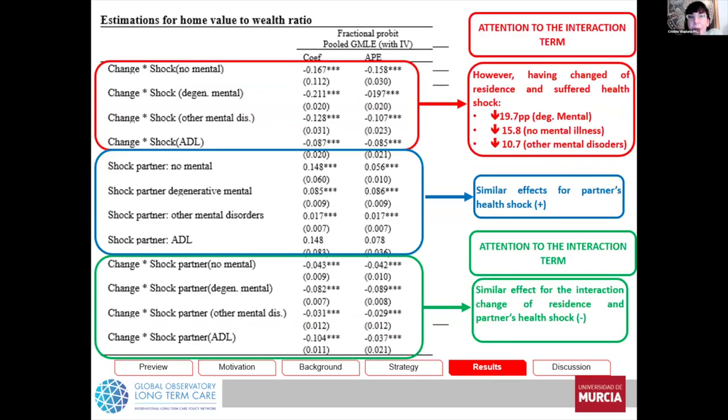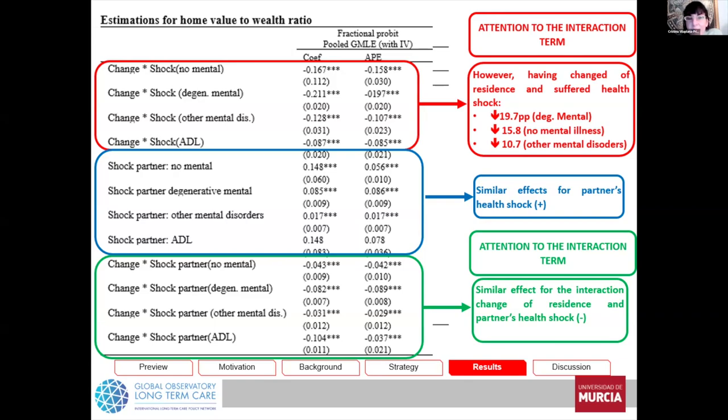However, the interaction terms reveal the important results. In case of having a change of residence after suffering a health shock, the coefficients have a negative sign. So the value of the new residence with respect to your wealth is smaller, nearly 12 percentile points for degenerative mental illness, 15 for non-mental illness, 10 for other mental disorders. And you have similar results, so this corroborates previous results, for the partner.